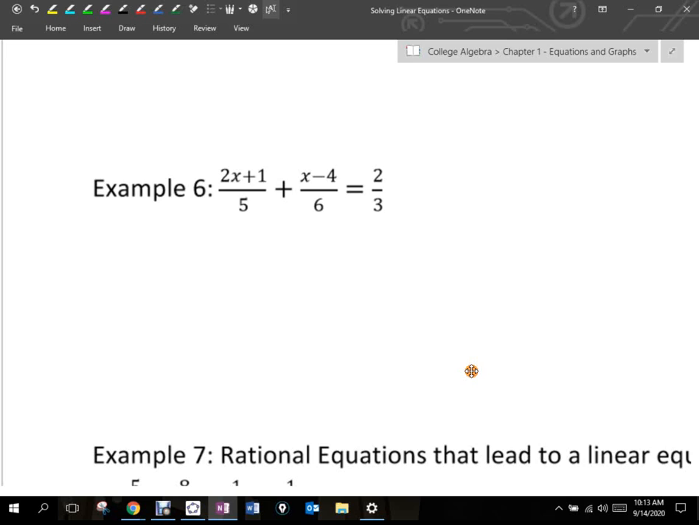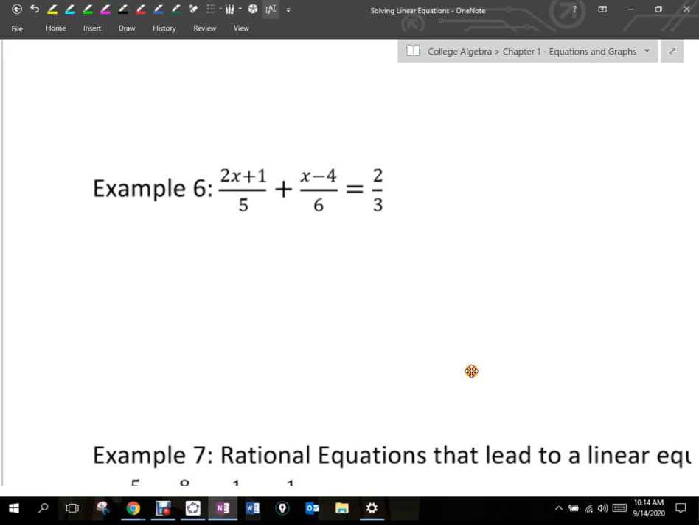Okay, so example 6 here, rational equation, but because of where the variables are, it becomes a linear equation, or is a linear equation. Let's get rid of those fractions. There's two ways to get rid of those fractions. What do you think the easiest way would be? Jimmy? Multiply by the LCD, okay?